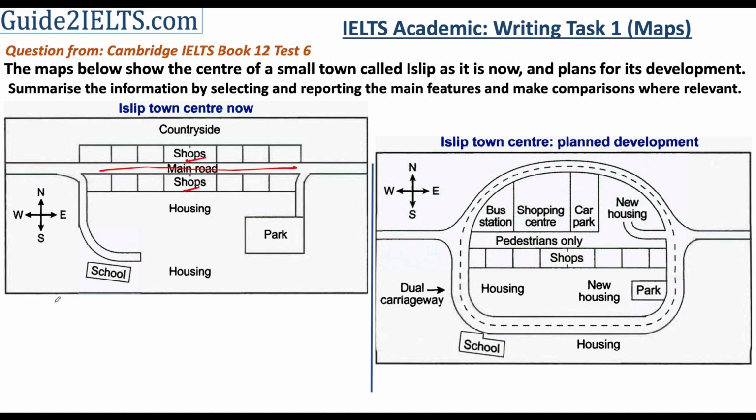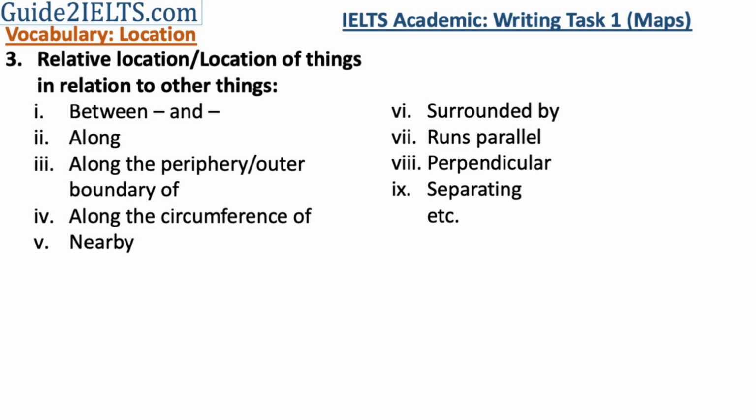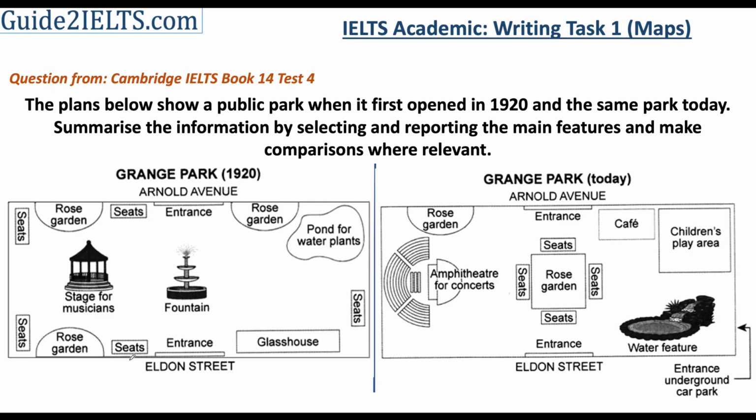We can use the phrase along the periphery to describe something positioned on the outer edge of an area. Along the periphery and along the boundary can refer to the outer edge of things of any shape, but along the circumference specifically refers to the outer boundary of circular objects. For this map, I could write, previously there were seats along some parts of the inner periphery of the park.